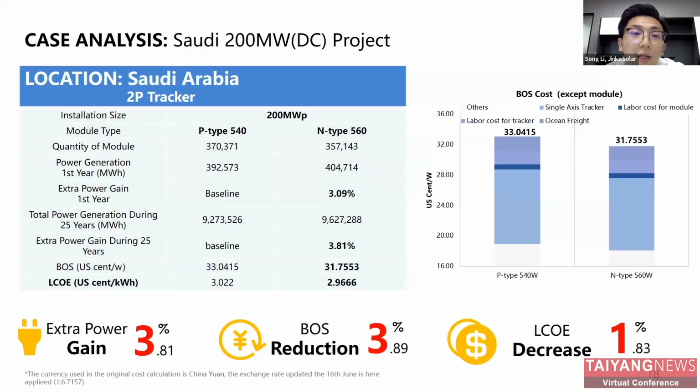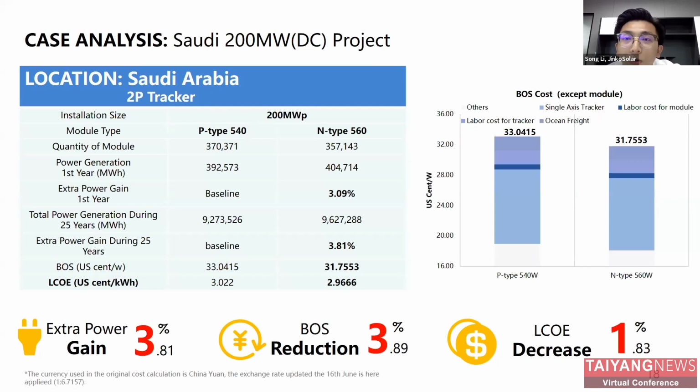Okay, let's move to the case analysis. This is a 200 megawatt utility project in Saudi Arabia. This project used the tracker system with a 2-portrait module design. As we can see from the table, the N-type is 560, 20 watts higher than the P-type per module. So the total quantity of N-type modules designed is less than that of the P-type. And this contributed to the BOS cost, except the module, of the N-type being reduced to 31.7, lower than the P-type's 33 US cents per watt.